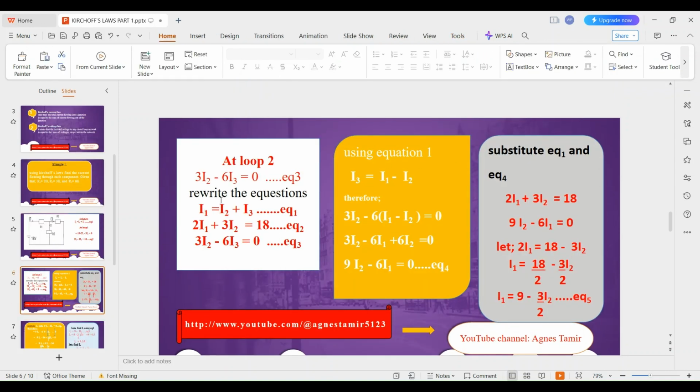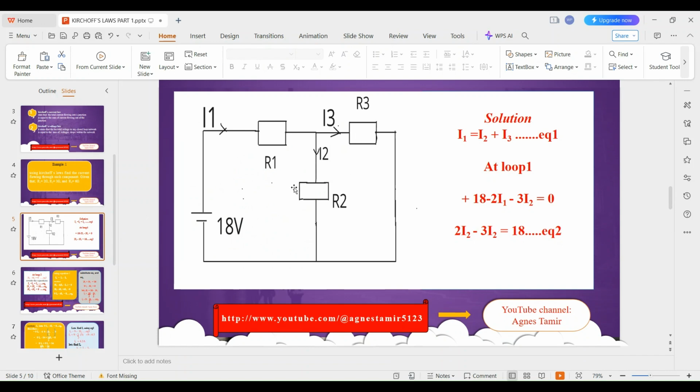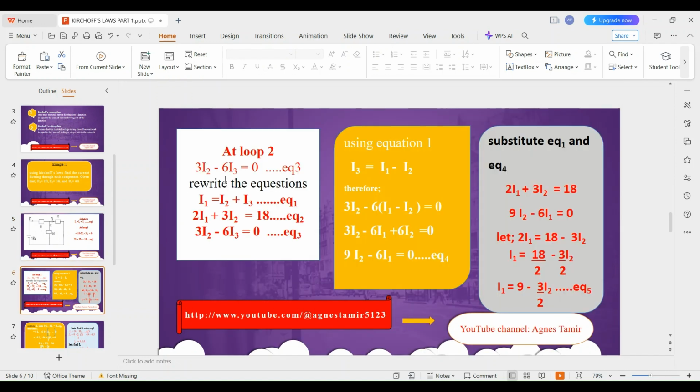At loop 2, we shall have positive 3 I2 minus 6 I3. Why 6 I3 minus? We have said that this is a positive voltage rise, and these are negative voltage drops. So why is this one positive? Because we are moving from negative to positive, so we are moving against the current. And this one is moving in the direction of current from positive to negative, so it gives us negative 6 I3. This is equal to 0, and that is our equation number 3.